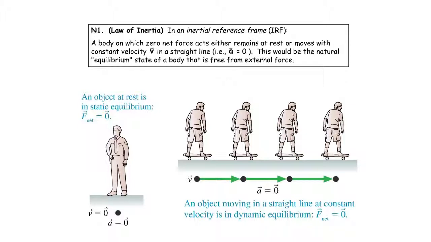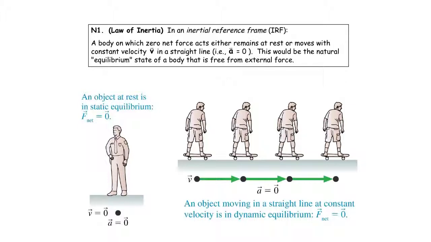Luckily, he's looking the wrong way because skateboarding across the front side of MS&E, there's a bunch of kids, and they're moving at constant velocity. Their acceleration is also 0. This skateboarder is just moving at a constant velocity. Both of these cases, v equals 0, a equals 0, or constant velocity but 0 acceleration, are in their natural equilibrium state. We give these two different names.